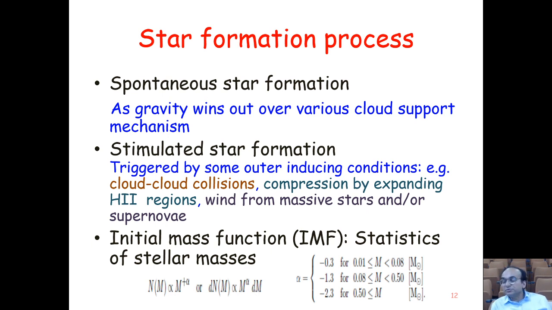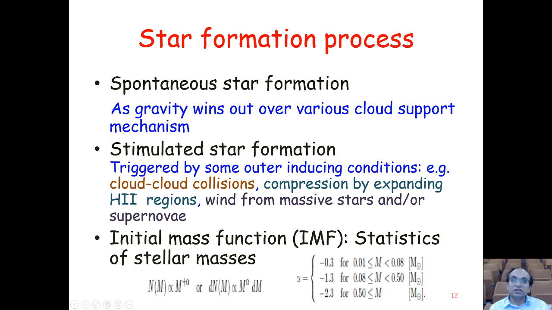The star formation process we basically derive in two ways, that is spontaneous star formation. Here what you say is that gravity wins over the various cloud support mechanisms, and the other one is stimulated star formation. So what triggers these clouds to contract, because they are stable in the sky? It is triggered by some outer inducing conditions, for example cloud collisions. There may be compression by the expanding HII regions, where the HII region is basically the most abundant thing in the universe, and winds from the massive stars.